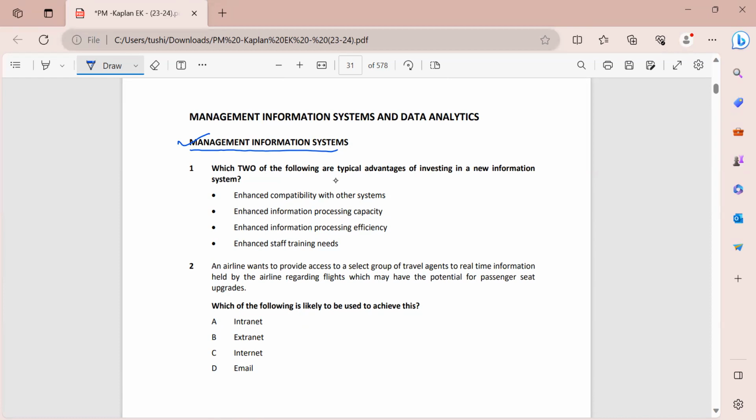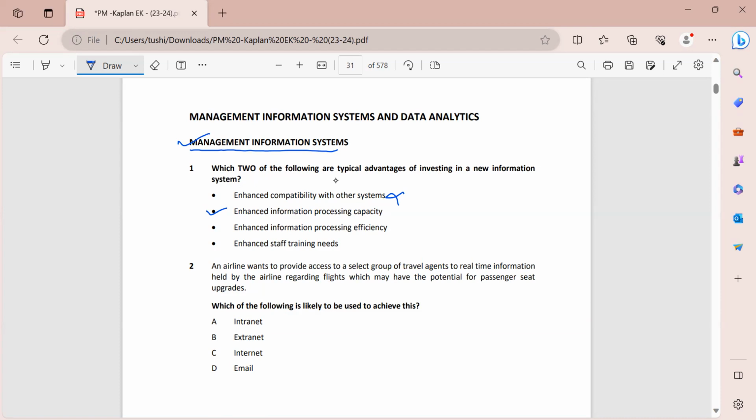Which two of the following are typical advantages of investing in a new information system? So whenever you are investing in a new information system, what will happen? First of all, the first option is enhanced compatibility with other systems. Obviously not. When it is something new, you cannot expect that it will be compatible with every other system. Enhanced information processing capacity, definitely yes. If I am putting my money into a new information system, this will be a benefit, which is why I'm going to be investing in a new information system: I want to have increased processing capacity.